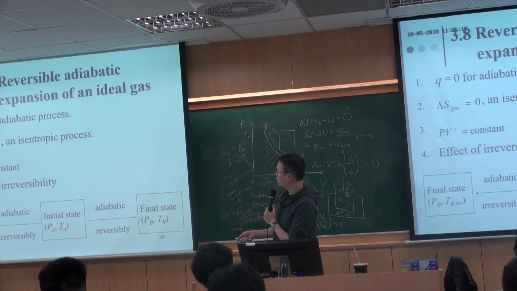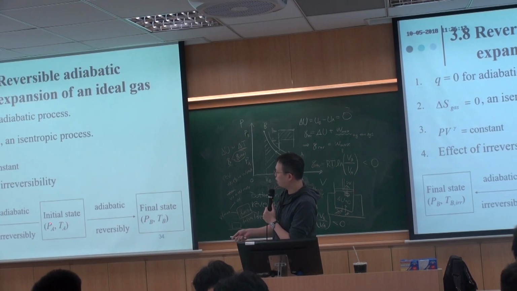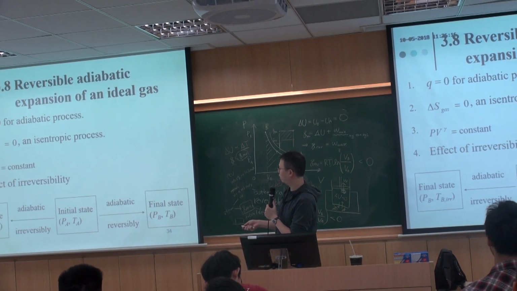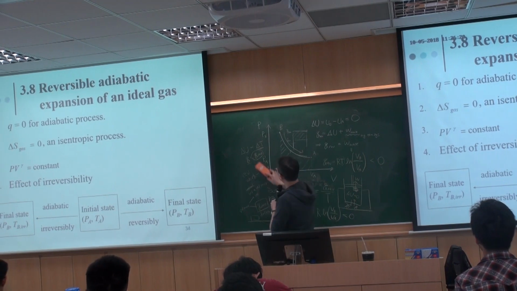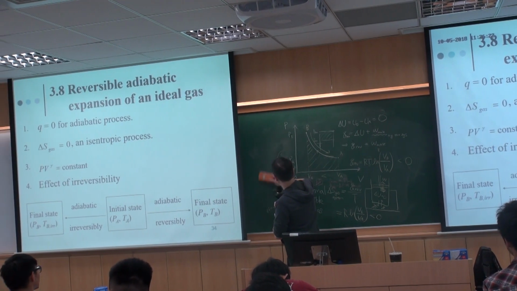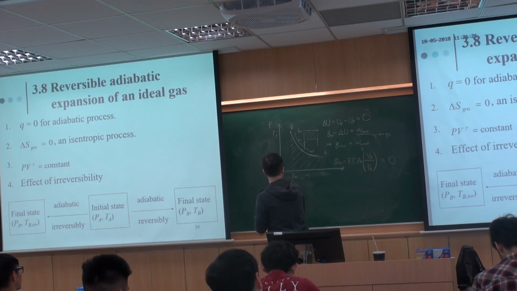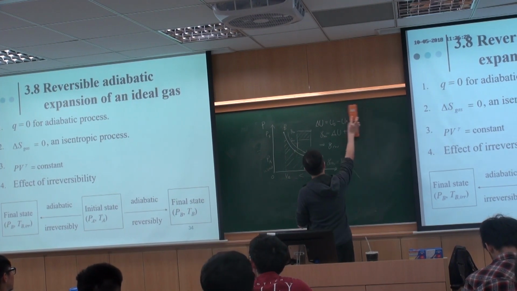We have PA and TA for the initial state, and later it evolves into PB and TB. And although this is not very necessary, of course we can plot this on the PV plot.